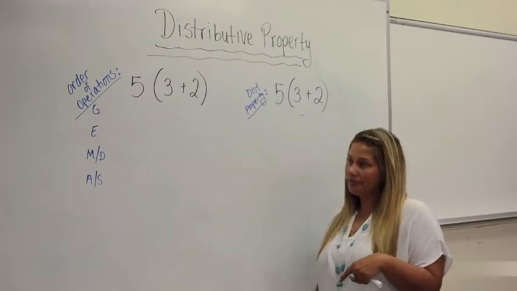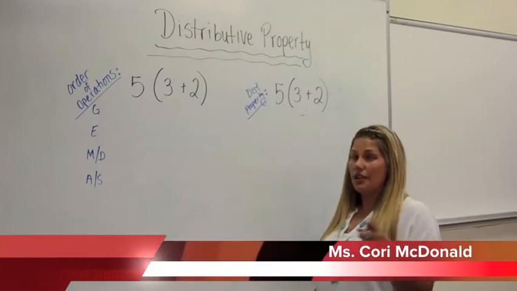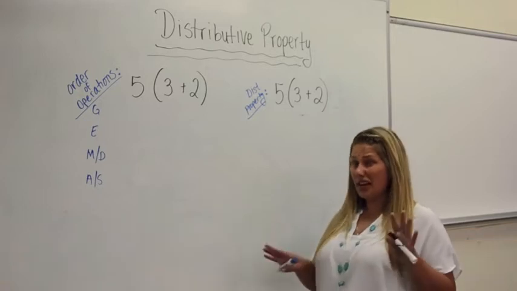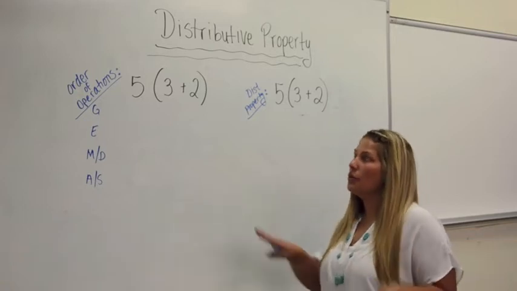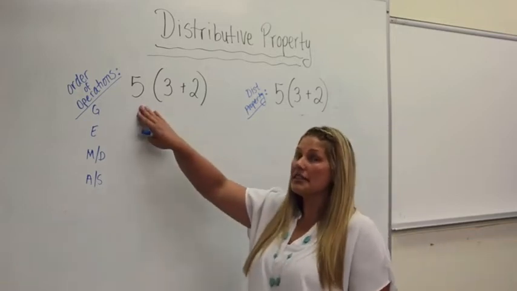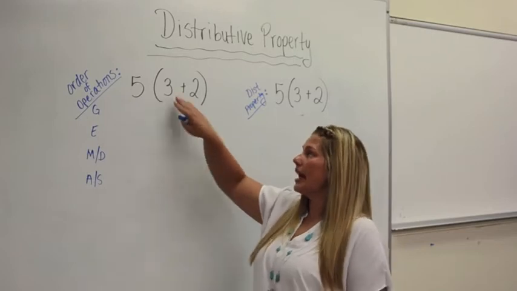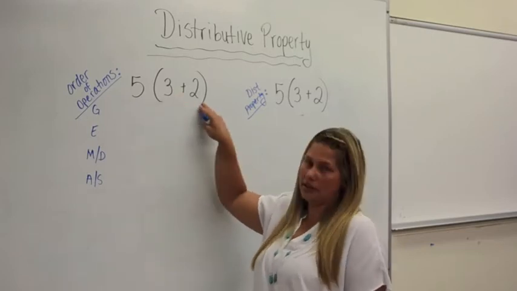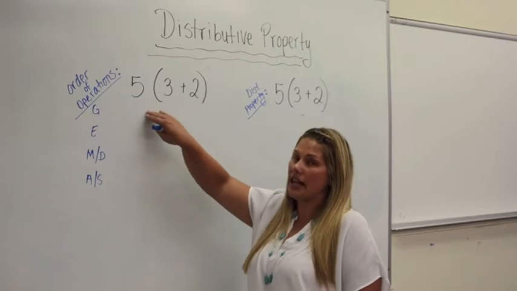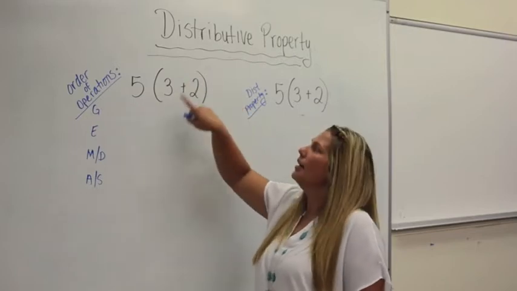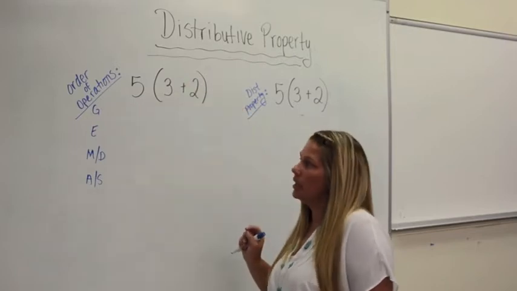Distributive property. In order to go on to distributive property, I'm going to start with a little bit of review. When we have this problem, 5 touching the parentheses, and in the parentheses we have 3 plus 2, we would say this is 5 times the quantity 3 plus 2.